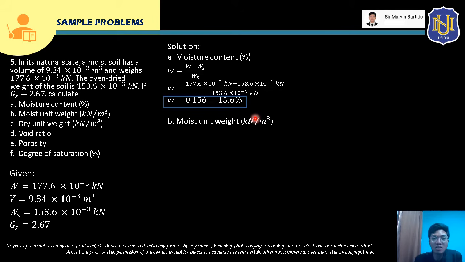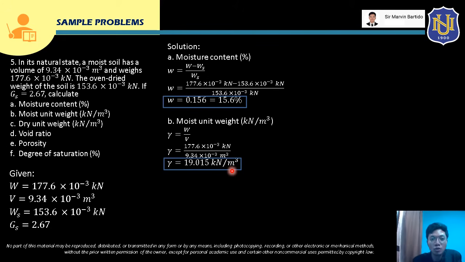For letter B, that is moist unit weight. So, for the moist unit weight, class, ano bang mga formula na pwede natin gamitin? So, actually, pwede natin gamitin directly yung weight over volume. Tama, yung total weight over total volume for moist unit weight. So, this is just simply the given weight, which is ito. And then yung volume natin, which is this. So, we can directly solve for the moist unit weight, which is 19.015 kilonewton per meter cube. Okay, so this is already the answer for letter B.